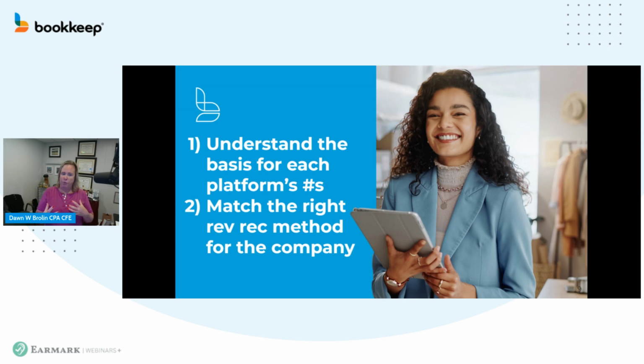So again, just a recap of that. Understand the basis for each platform's numbers. So what are they doing? Are they accrual or are they cash? Shopify technically, so we know as Shopify is working through, as soon as the order is placed, technically that's cash basis. And then with Amazon, technically accrual, but yet not, sort of at the same time. So we just need to make sure that we're matching the right revenue recognition method for the company. So we know if the order is placed, revenue is received, maybe that is deferred revenue. But again, it's all about understanding the platform. I think that's really the point here.